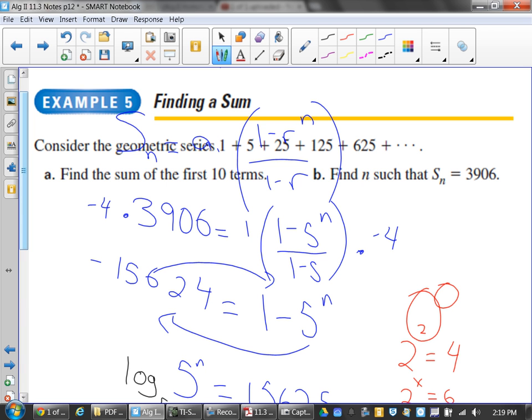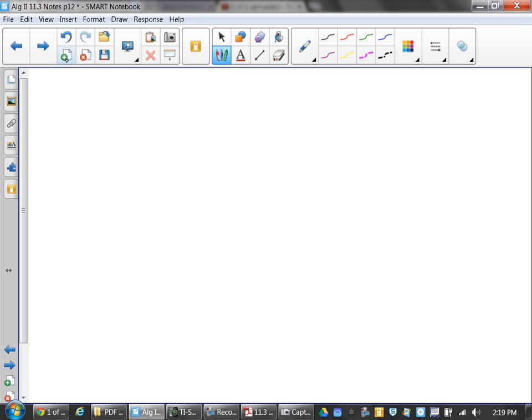Now, once again, with this logarithm, this value is always going to be whatever that base is. That's what you change it to in your calculator.